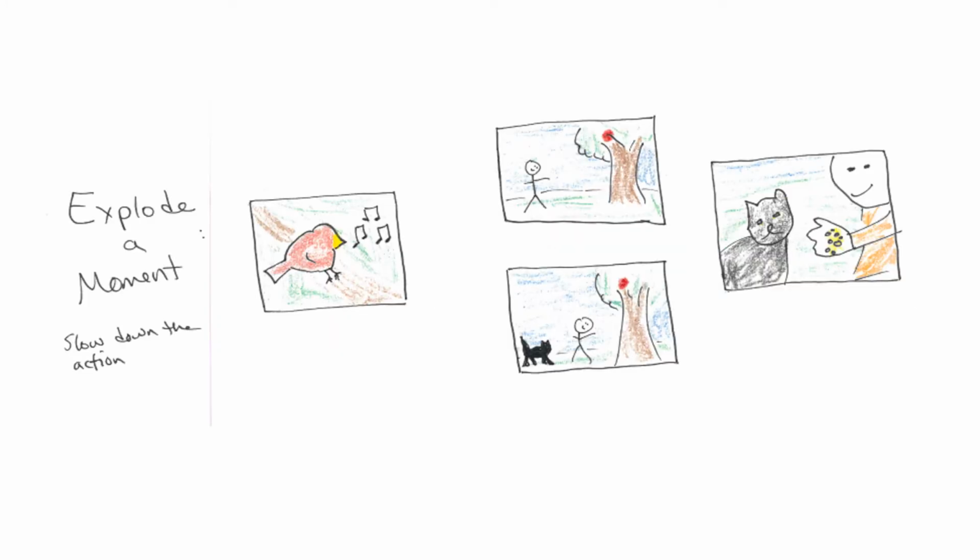So then the last panel is when we explode the moment and we slow down the action of the story. So the bird decides to take a risk and start singing. And the man shows up. But then there's a surprise because a cat shows up too. And instead of giving the bird the seeds, he gives the cat the seeds. So basically what exploding a moment does is it breaks down events into smaller little pieces.